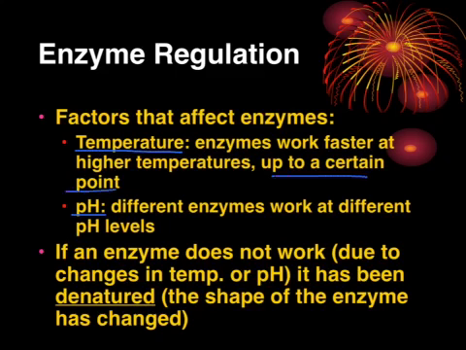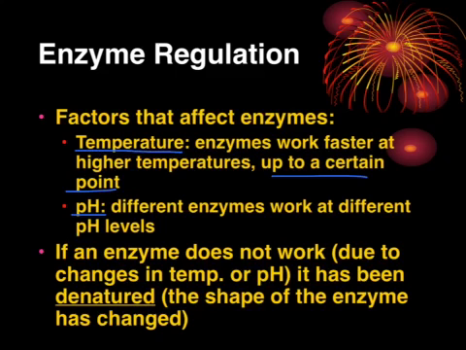Basically, if you boil an enzyme, for example, if you increase the temperature too much, it's not going to work anymore. pH can also have an effect on enzymes. Some enzymes work best at neutral pH, around pH of 7. Other enzymes might work best at a pH that's very acidic, like the enzymes that are found in our stomach because of all the stomach acid there.